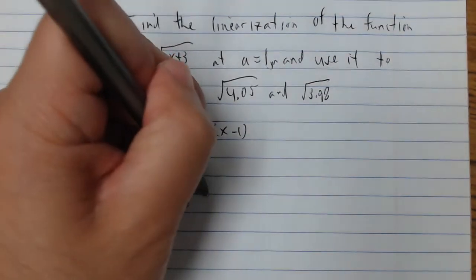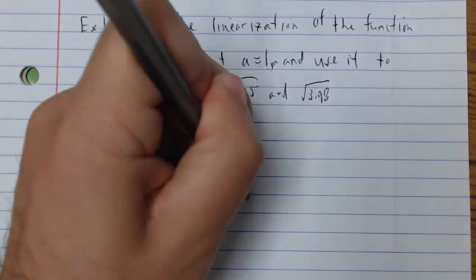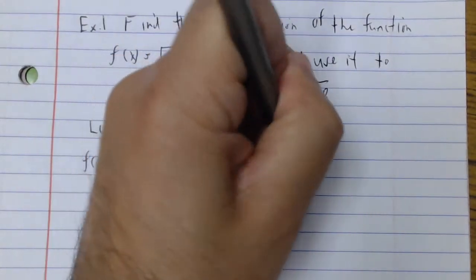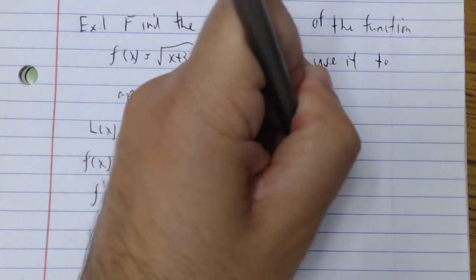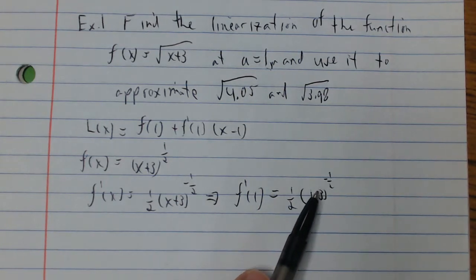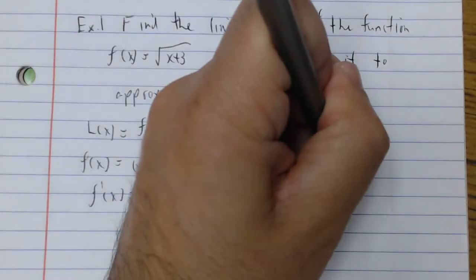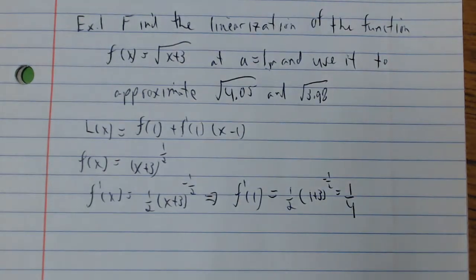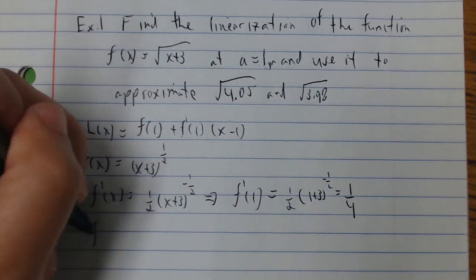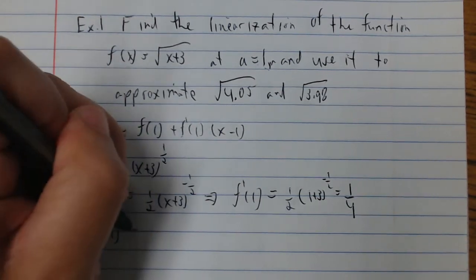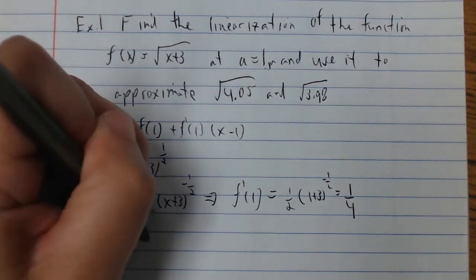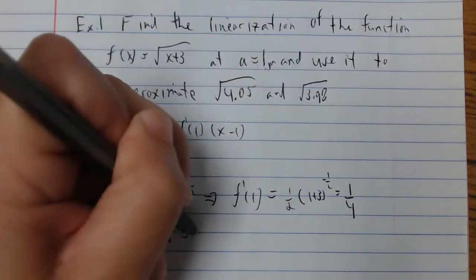So what do we have? This implies f prime of 1 equals 1/2 times (1 plus 3) to the negative 1/2. 4 to the negative 1/2 becomes 1/2, so this will be 1/4. What else do we need? We need f of 1, and then we should be able to linearize. f of 1 is just the square root of 1 plus 3, which is 2.